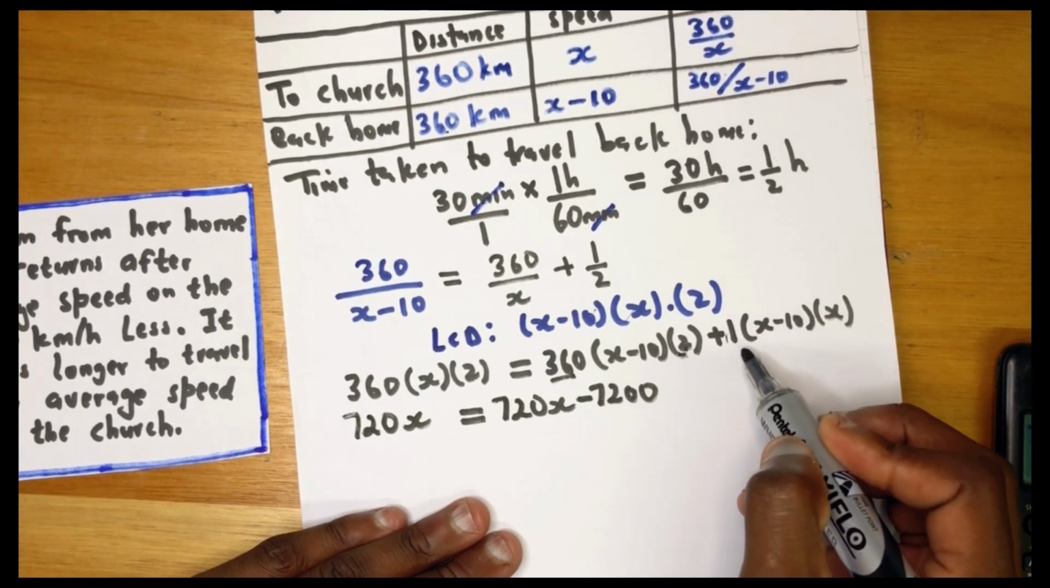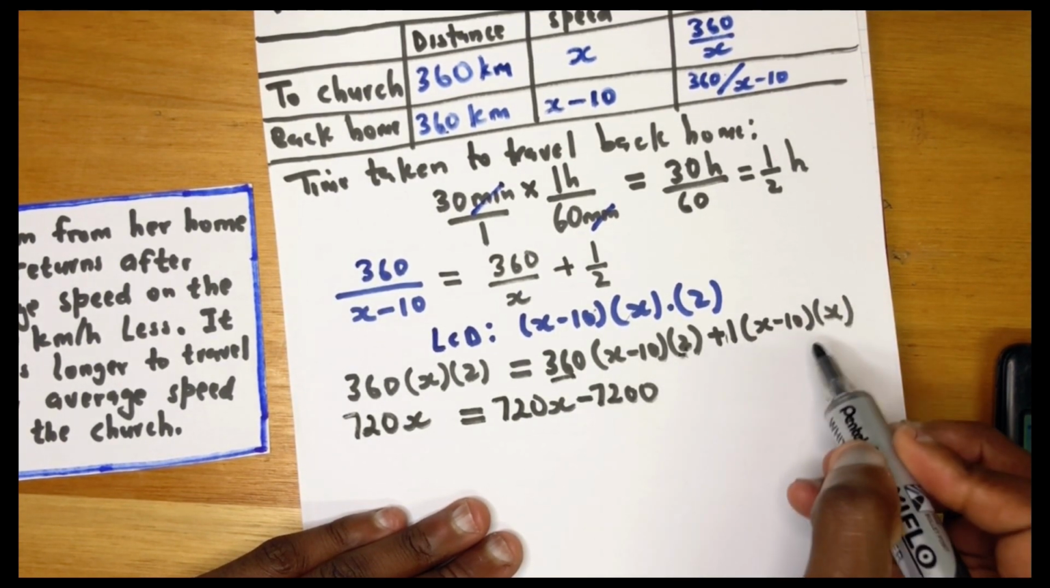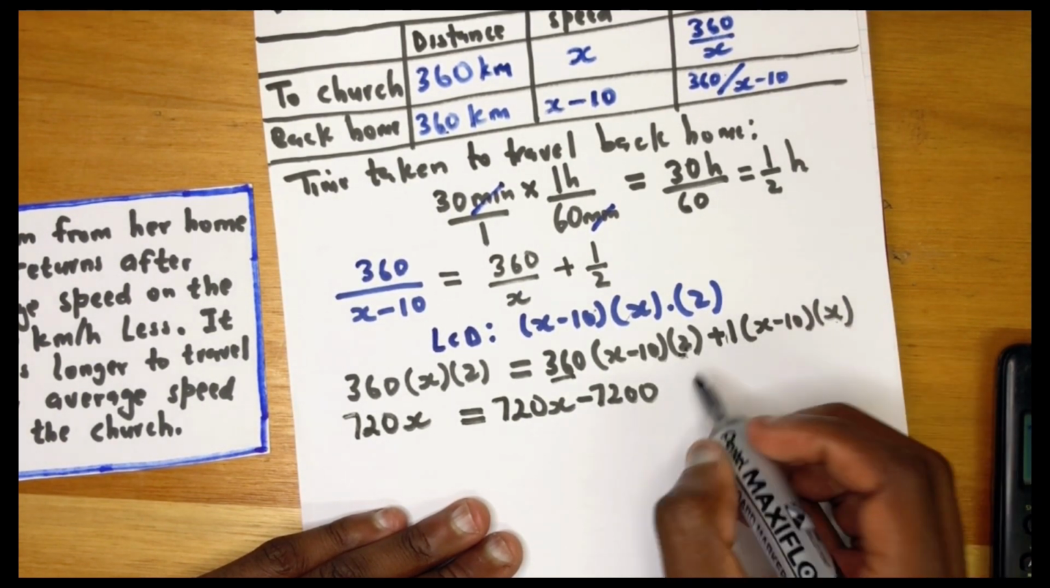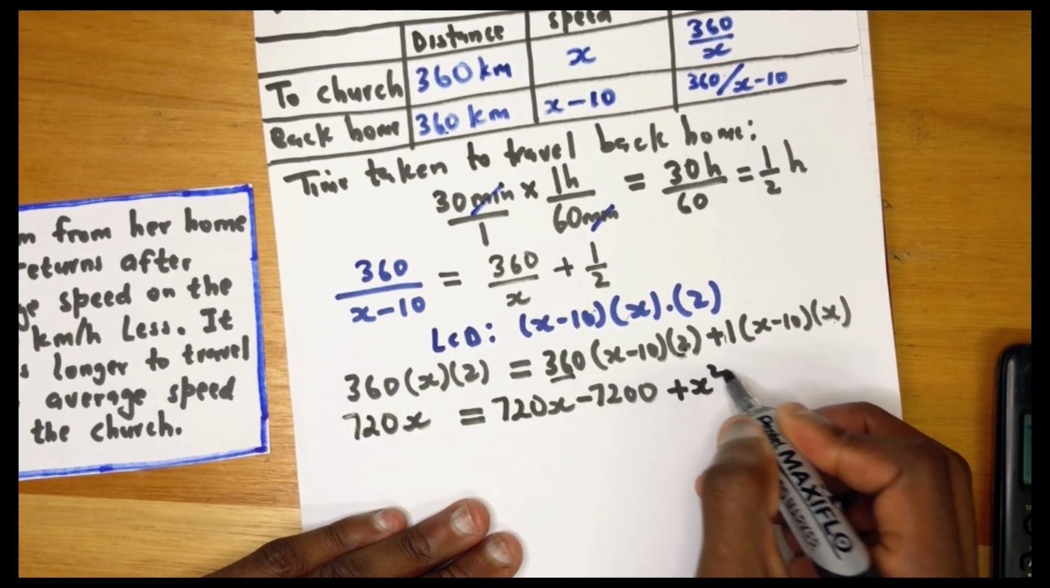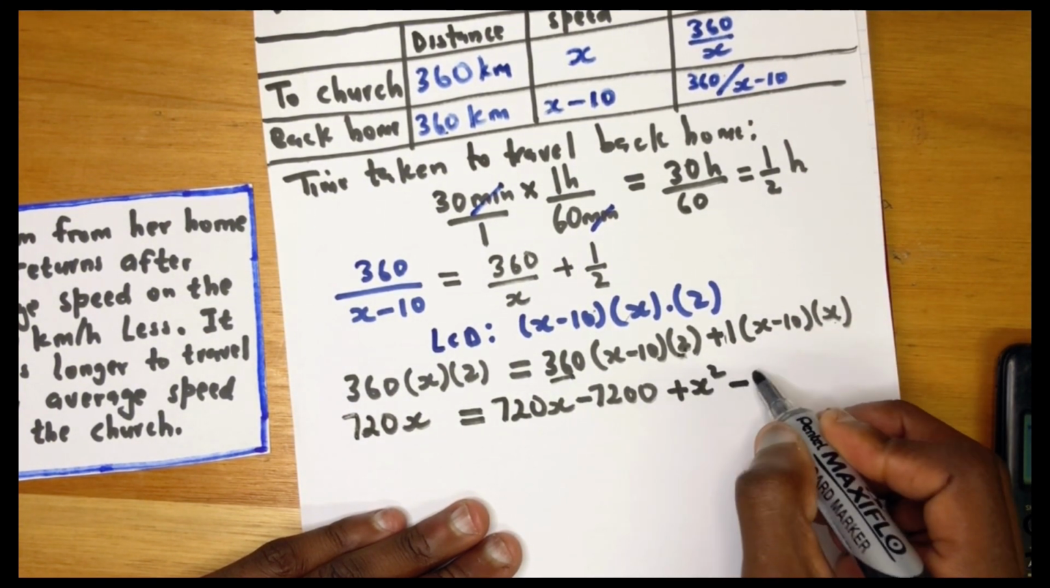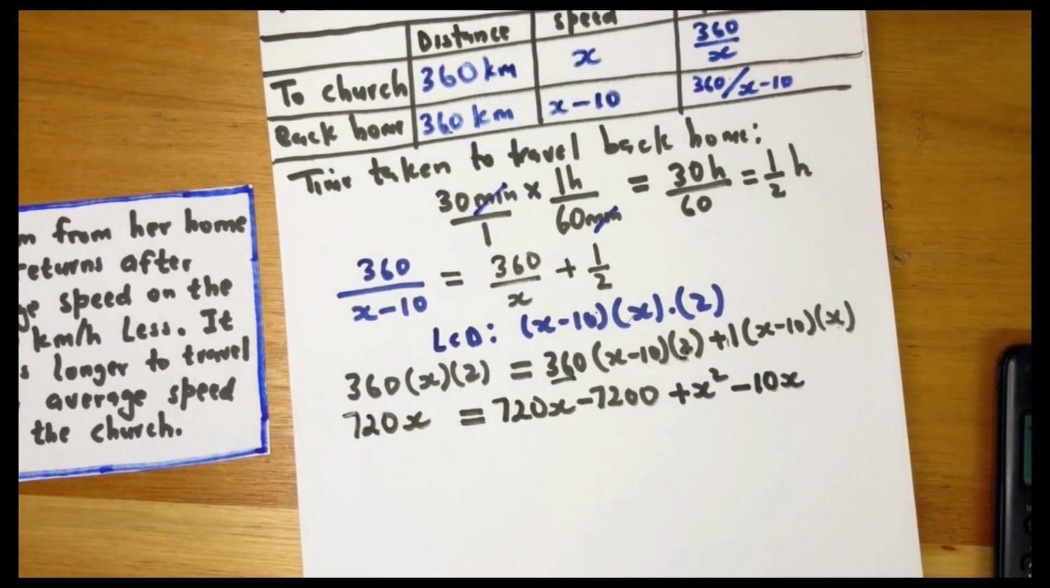Remember, this is 1, good people. Anything multiplied by 1 remains the same. So I'm going to say x times x, we're going to get x squared. Then x times minus 10, we get minus 10x.